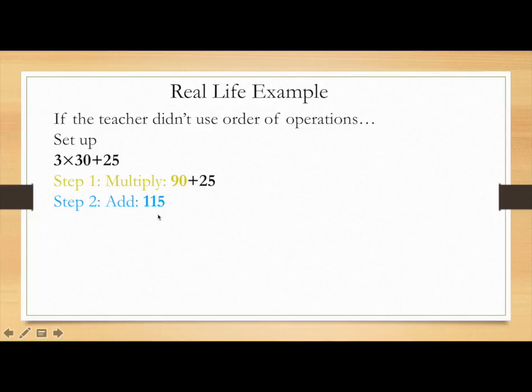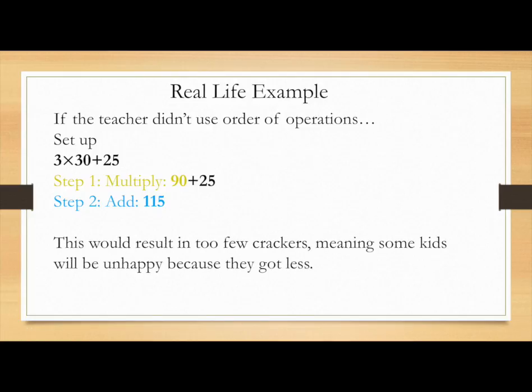Not doing order of operations results in there not being enough crackers for every student, and some kids would be unhappy because they got less. Order of operations is important so everyone can get an equal amount of crackers.